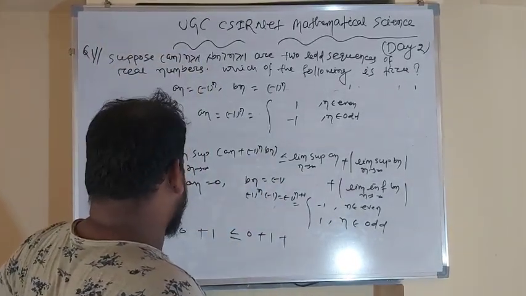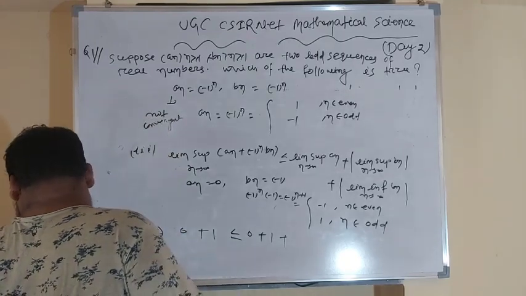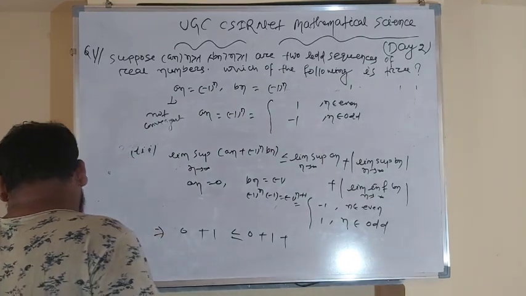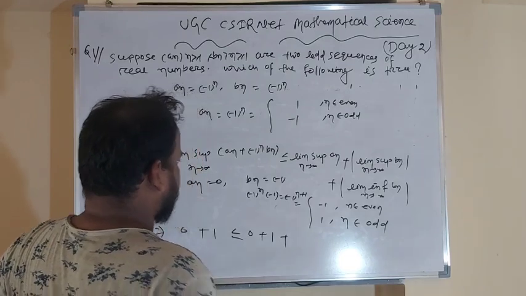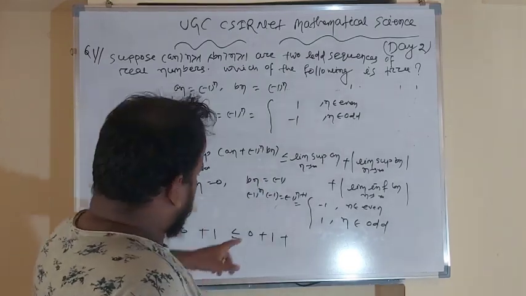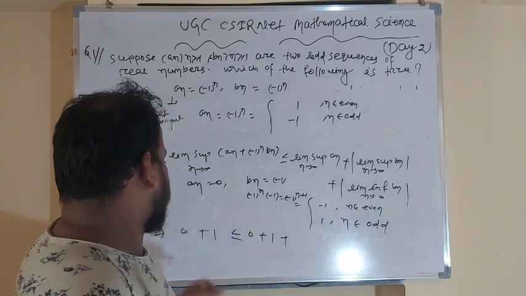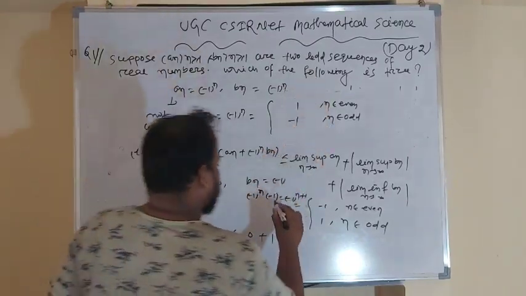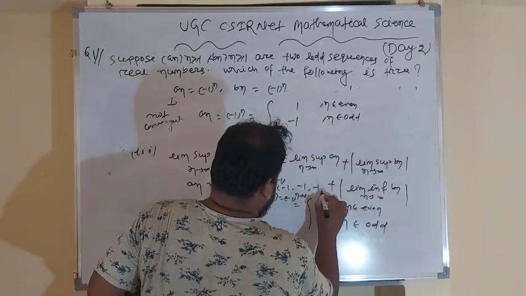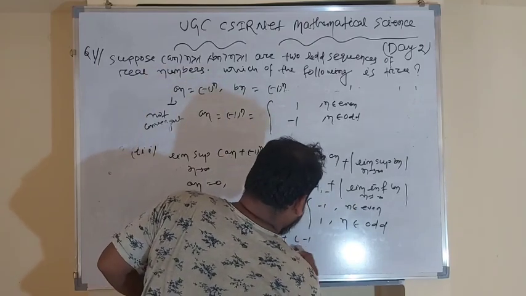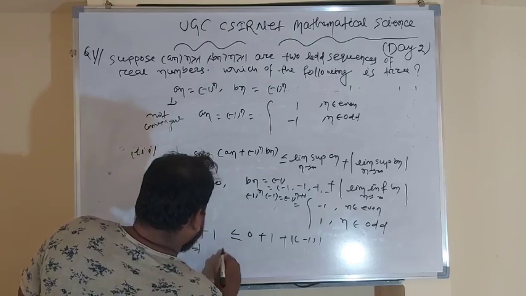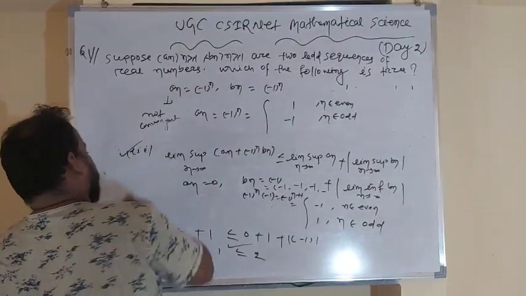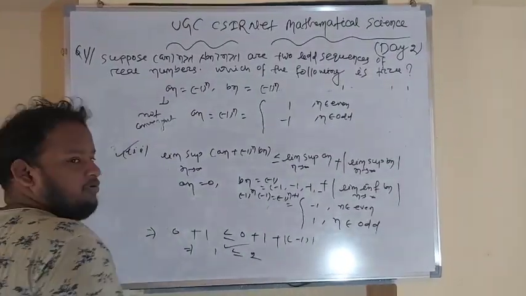So 0 is any constant term. bn is minus 1, and minus 1 is a constant term. So the maximum value is minus 1, taking the modulus it becomes plus 1. So 1 is less than or equal to 2. This is satisfied. 1 is less than 2, so option 3 is satisfied. Now we are going to the next option, option 4.